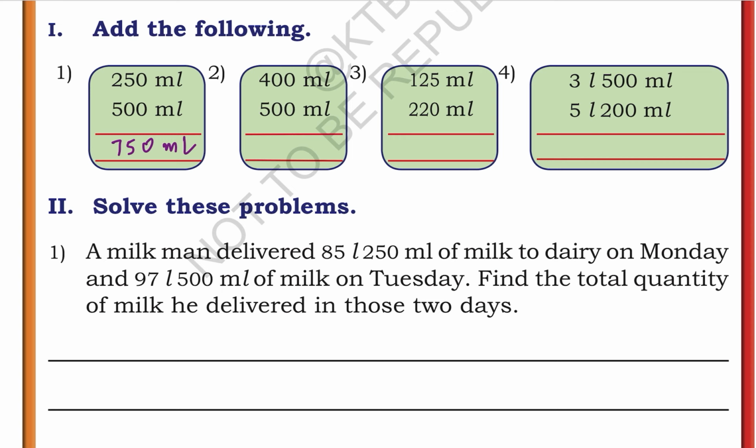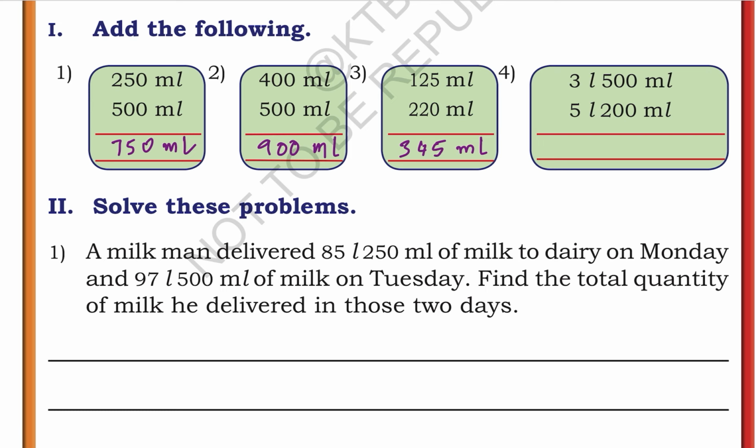Now second question, 0 plus 0 is 0, 0 plus 0 is 0, 4 plus 5 is 9 ml, 5 plus 0 is 0, 2 plus 2 is 4, 1 plus 2 is 3, sorry, 5 plus 0 is 5, write the unit ml.